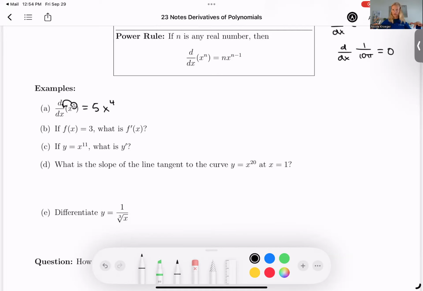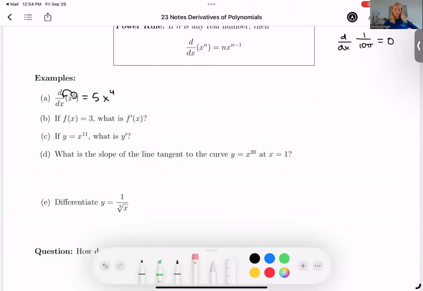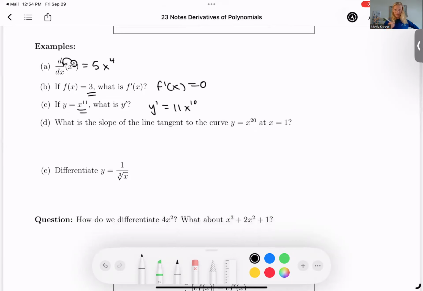So we'll just quickly do a couple examples using that information from last class. You should probably try B through E on your own and then watch my answers here. For part B, 3 is a constant, so the derivative of a constant is 0. If we're looking at x to the 11th, we bring the 11 down, we subtract 1 to get 11x to the 10th.